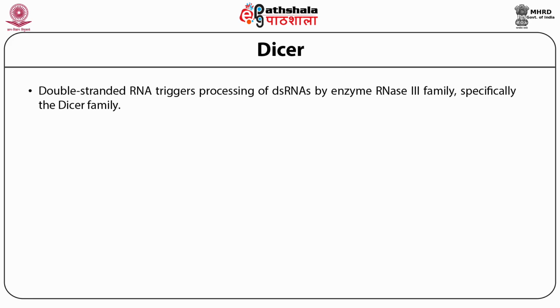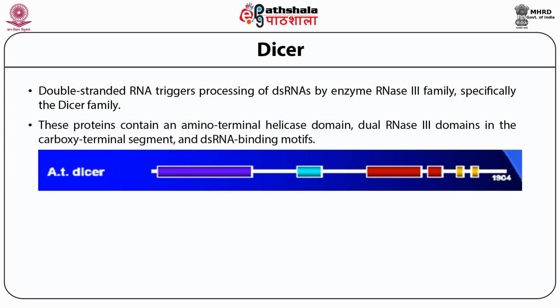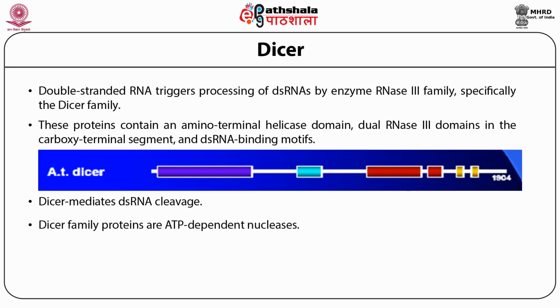Dicer triggers the processing of double-stranded RNAs by the enzymes of the RNase III family, particularly the Dicer family. These proteins contain an amino terminal helicase domain, a carboxy terminal segment, and several other domains. All these domains are used for different functions to recognize and cleave the double-stranded RNA molecule. Dicer family protein activity is ATP dependent.